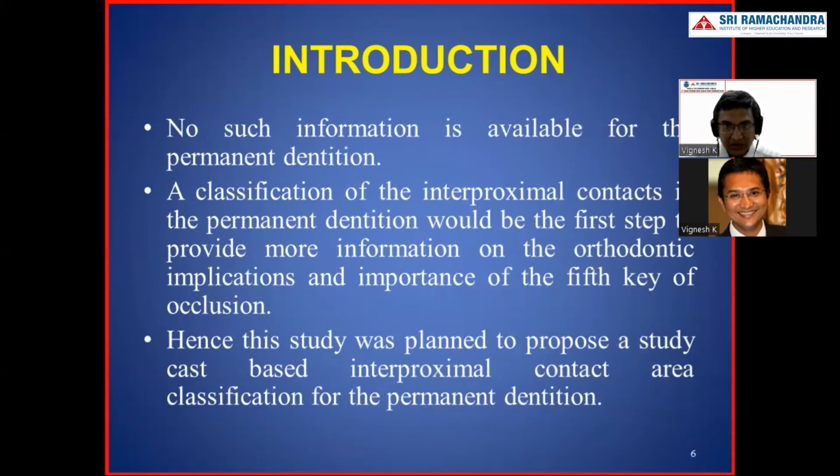However, no such information is available for the permanent dentition. Thus, a classification of the interproximal contacts in the permanent dentition would be the first step to provide more information on the orthodontic implications and importance of the 5th key of occlusion as proposed by Andrews. Hence, we plan to study cast-based interproximal contact area classification for the permanent dentition.